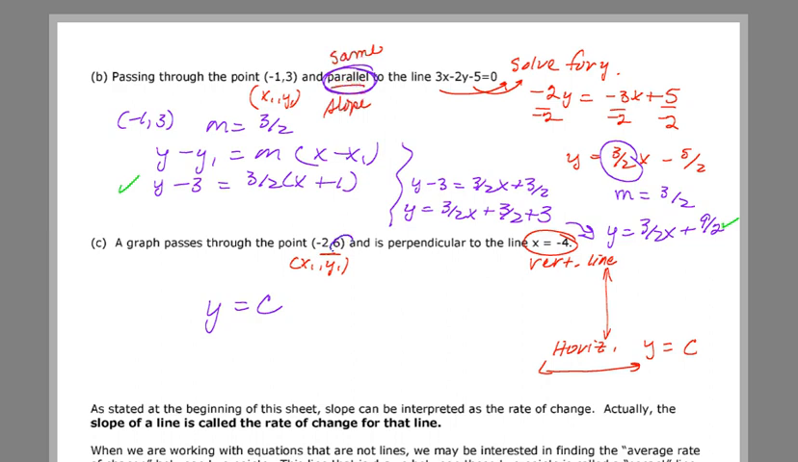Well, it's whatever is in the y position. And in this case, since it's 6, we're going to have an equation of y equals 6. And that's all we can do with that. It's just a horizontal line that occurs at the y value of 6. That was pretty easy if we recognize vertical and horizontal lines.